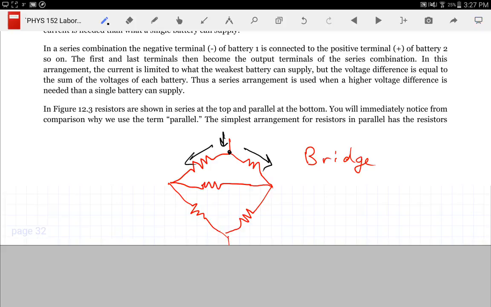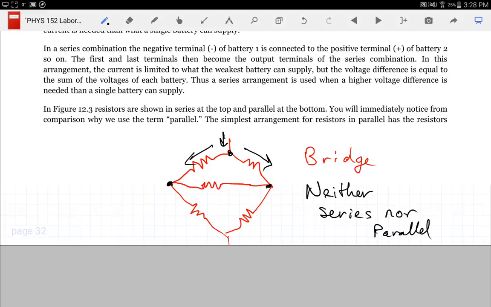Now the tops of these are connected together, but the bottoms are not connected to the same thing. So they can't be parallel. So this is neither series nor parallel. So not every connection is series or parallel.